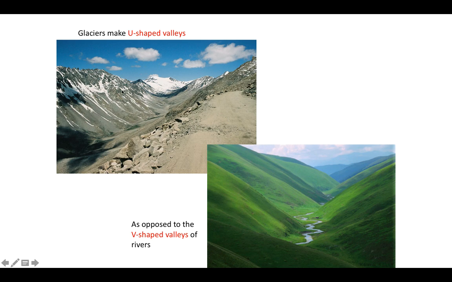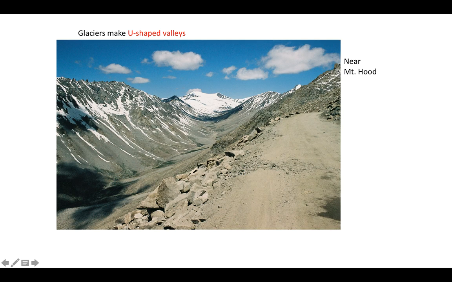A U-shaped valley, literally like U-shaped, can be carved out by a glacier, as opposed to the V-shaped valley that's created from rivers. See that sharp V? And we've got a nice broad U here. This is near Mount Hood in Oregon.